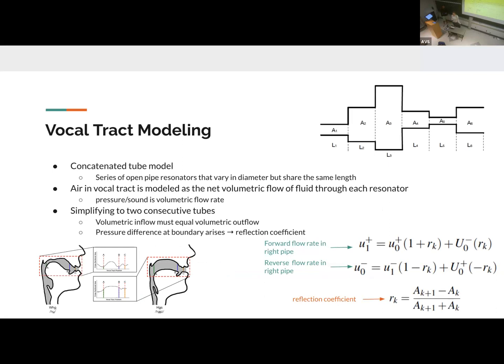So the paper uses a concatenated tube model with the cross-sectional area of each tube assigned to characterize the speaker's vocal tract, as you can see in the upper right-hand corner. And there's lots of math in the paper that goes into more detail, but these equations below describe a two-tube system, which is a little bit simplified, but can be easily extrapolated to a system with more tubes.